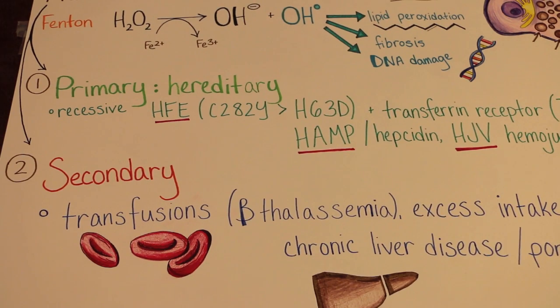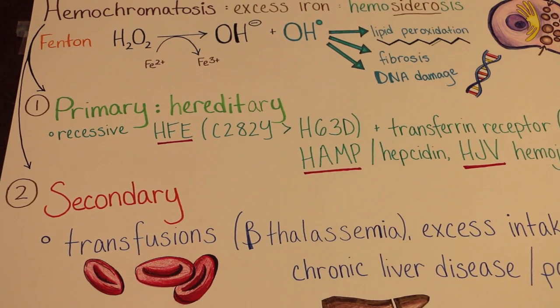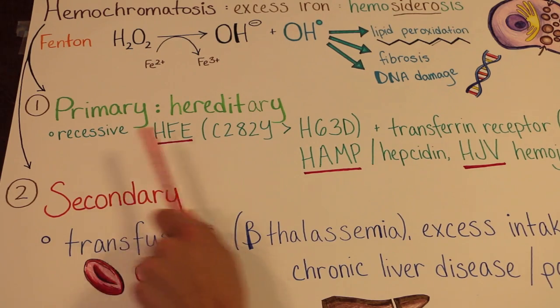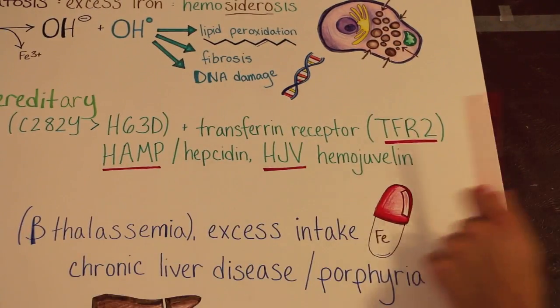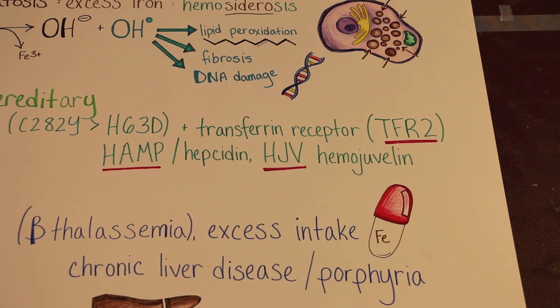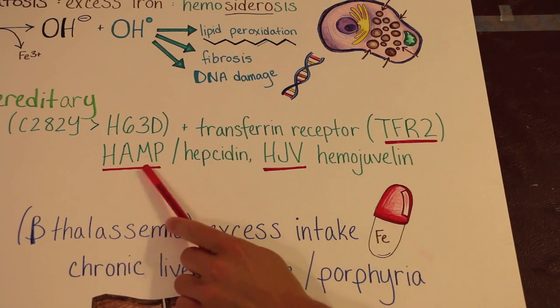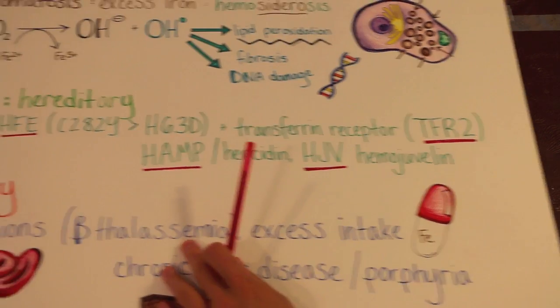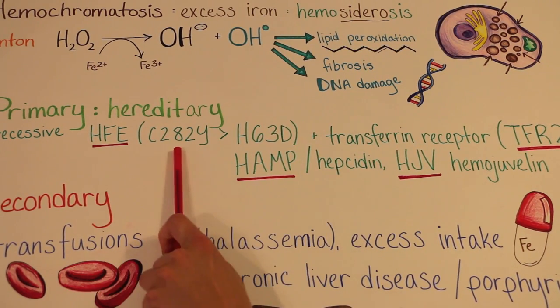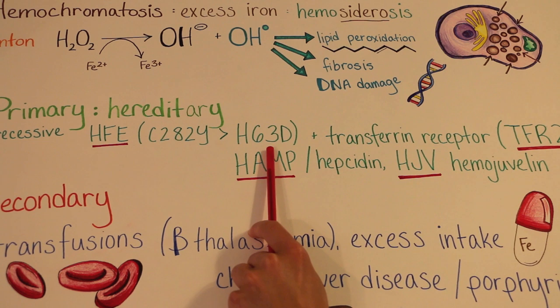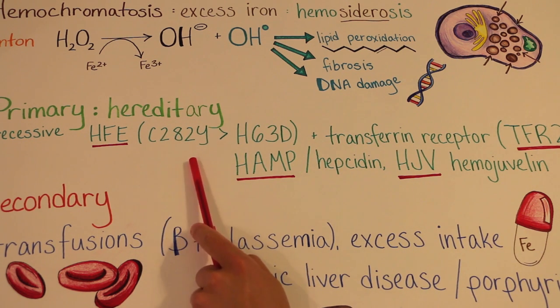In hereditary hemochromatosis, primary hemochromatosis, it's very important to know that it's an autosomal recessive condition. The most common mutation affects the HFE gene, but it can also be due to mutations in the transferrin receptor or mutations in the actual hepcidin gene. The most common HFE gene mutation is the C282Y mutation. Also, there is an H63D mutation, but the C282Y is the most common.